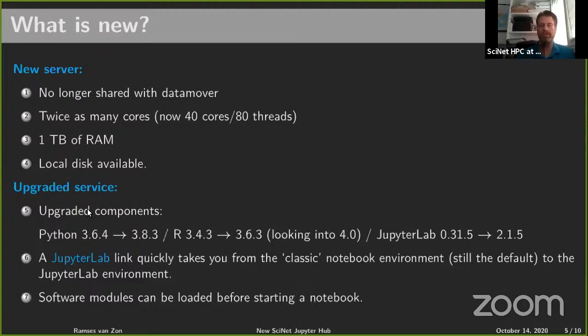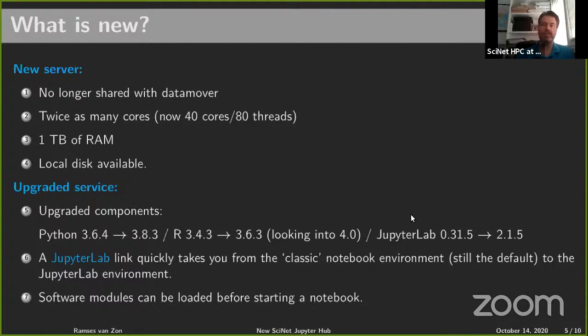We've upgraded the service itself. This was a good time to do it. You can use your own environments, and then you can set whatever versions of Python, R, or even Julia you want. But the standard ones that you get have been upgraded. So Python is now at 3.8.3 in this JupyterHub. R is at 3.6.3. I'm looking into also including R4, which has come out not too long ago.